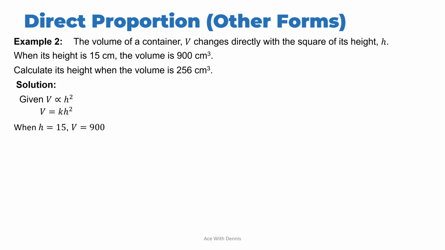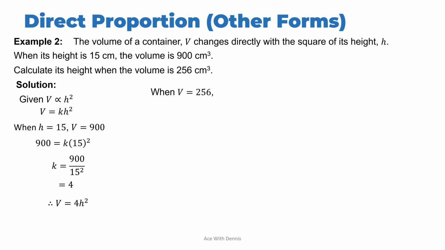When h is 15, V is 900. So we substitute these values into the equation. We get 900 equals k times 15 squared. k equals 900 over 15 squared, and the k value will be 4. So the equation becomes V equals 4h squared.